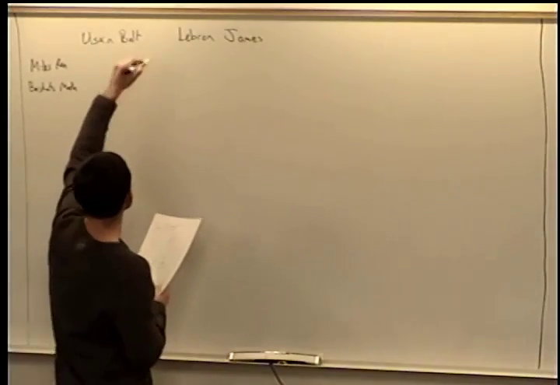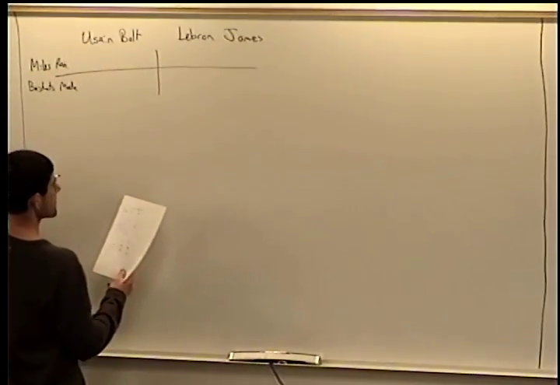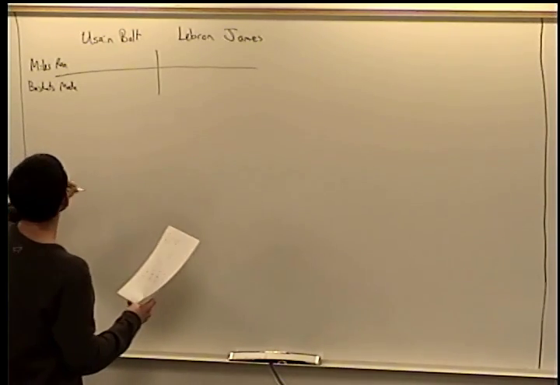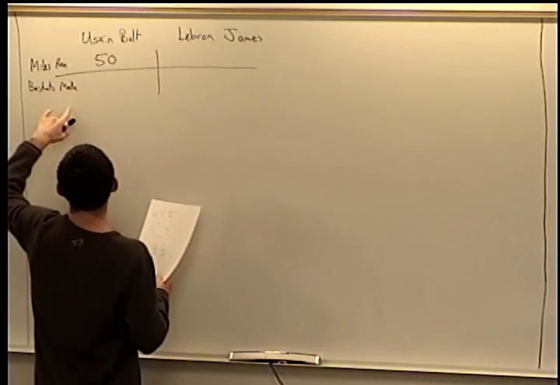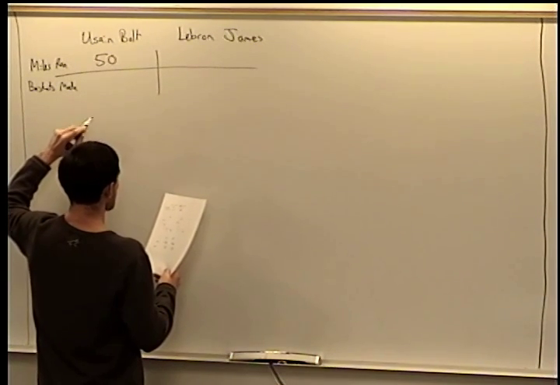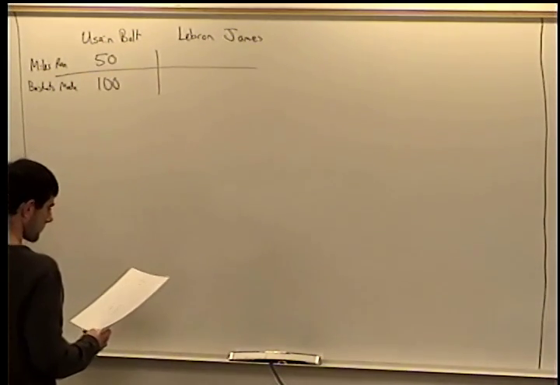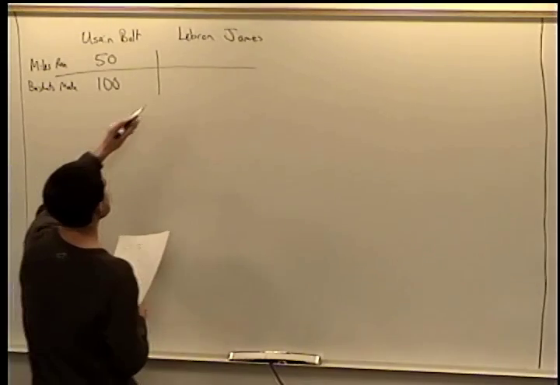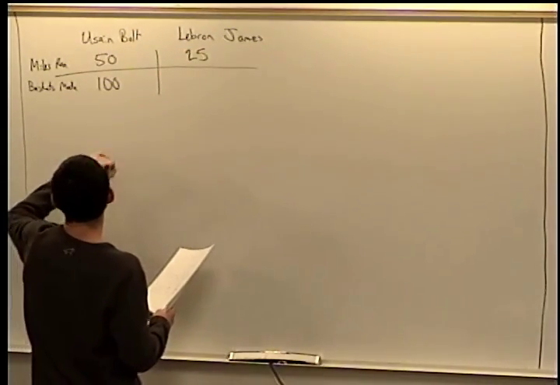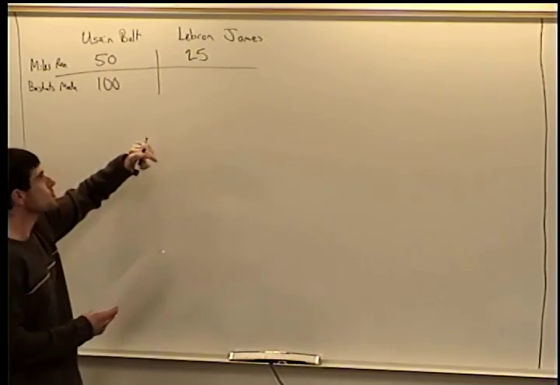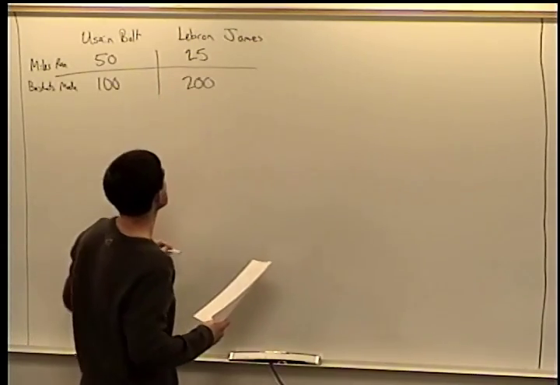Okay, so Usain Bolt, if he spends his whole hour running, he can run 50 miles. And if he spent his entire hour shooting baskets, he could make 100. LeBron James, if he ran for 1 hour, he could run 25 miles. And if he spent all of his hour shooting baskets, he could make 200.